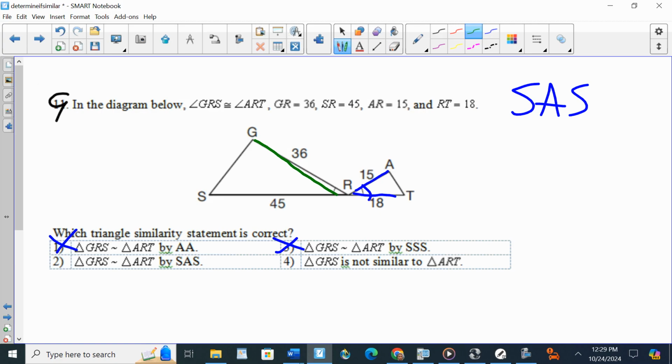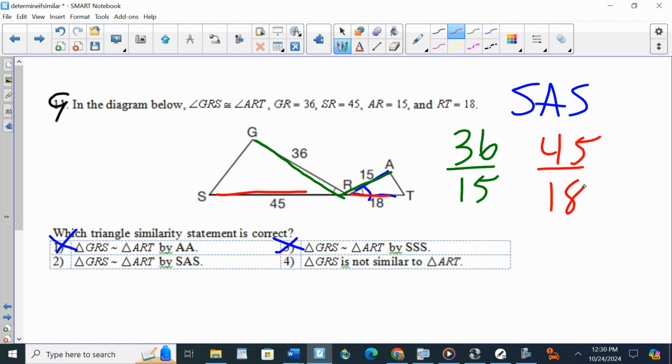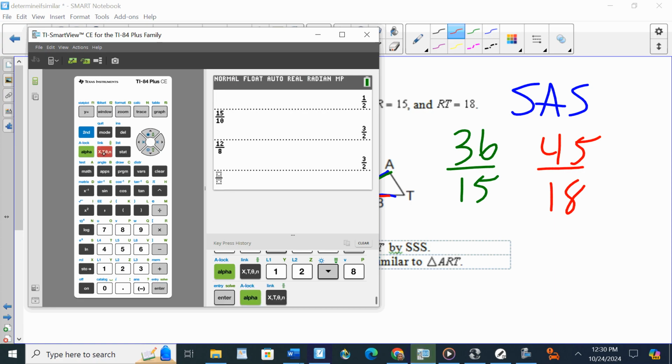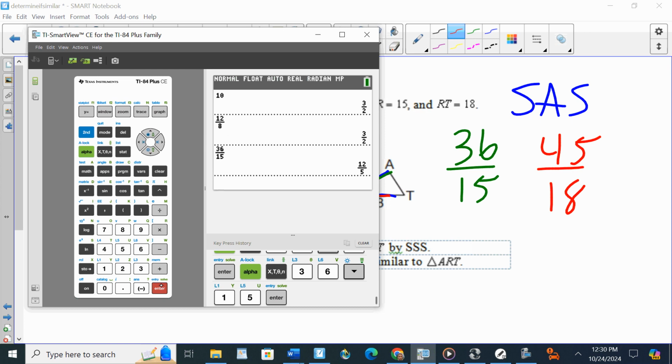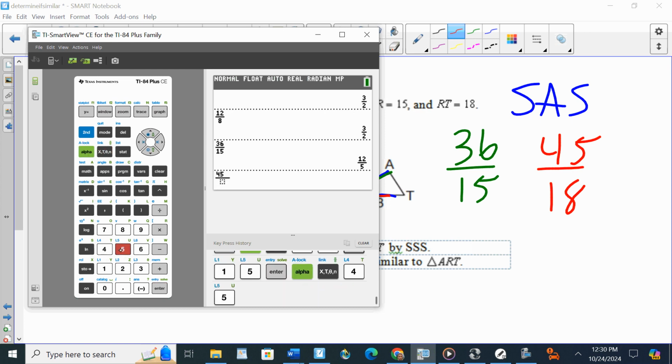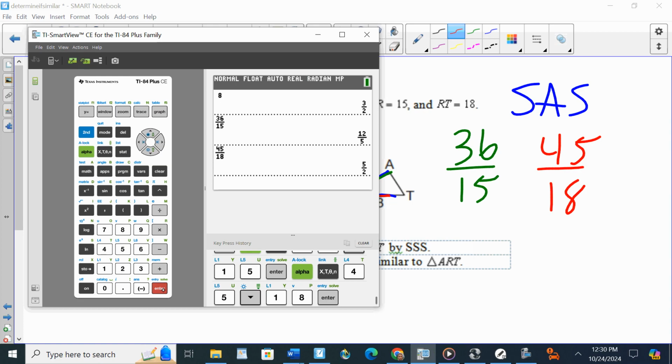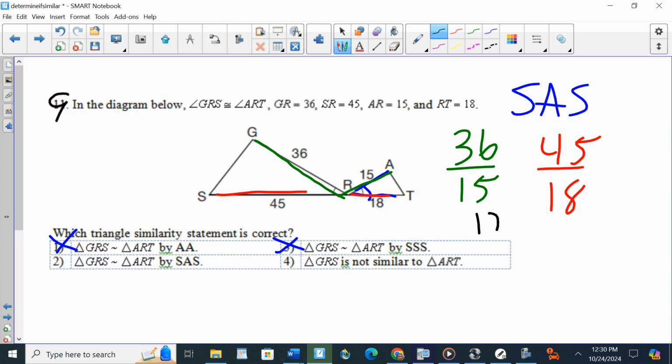You don't have to separate your triangles here. I think you'll be okay. 36 would correspond to 15. 45 would correspond to 18. We reduce the fraction. Let's see if they're in proportion. 36 over 15, 45 over 18. 12 over 5, 5 over 2. Since they don't reduce to the same thing, they are not in proportion. And since they are not in proportion, the triangles are not similar.